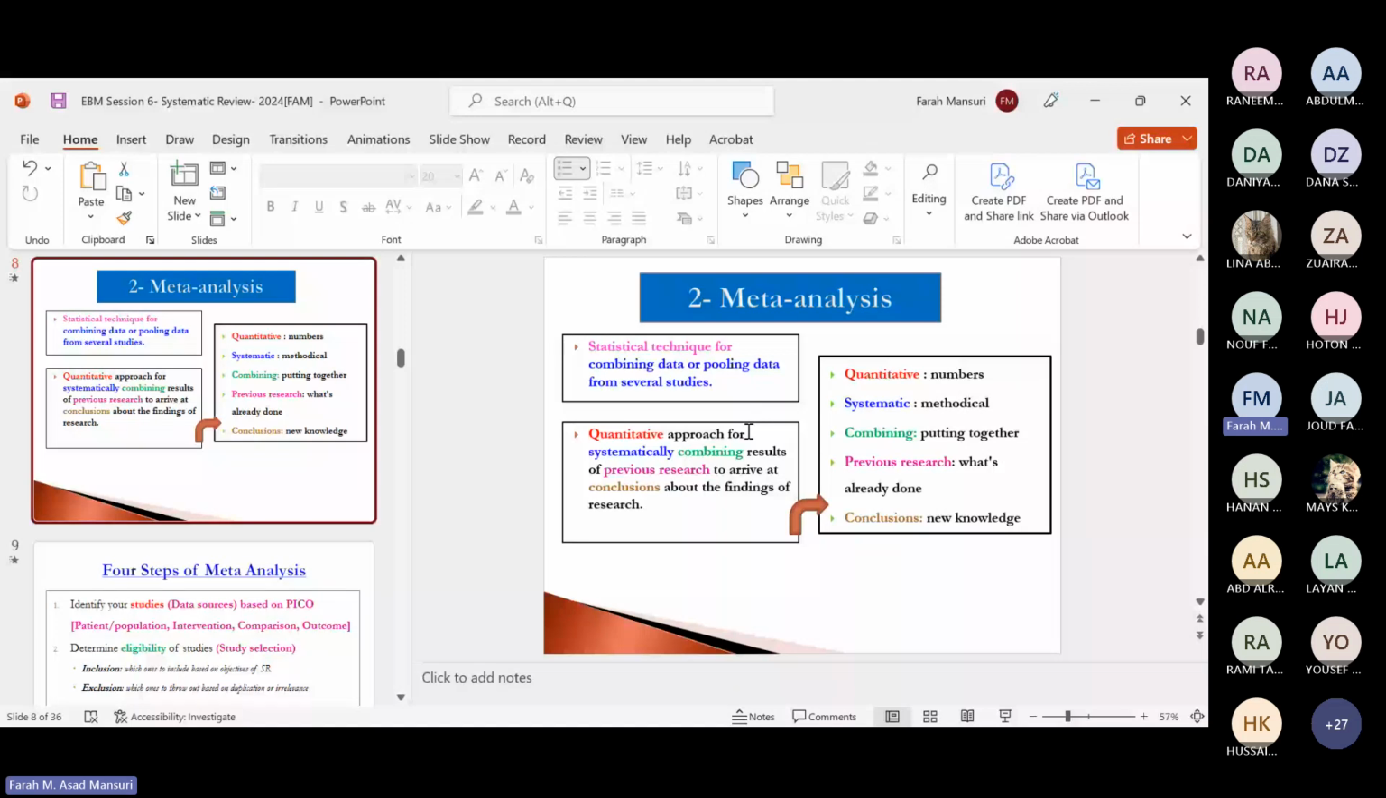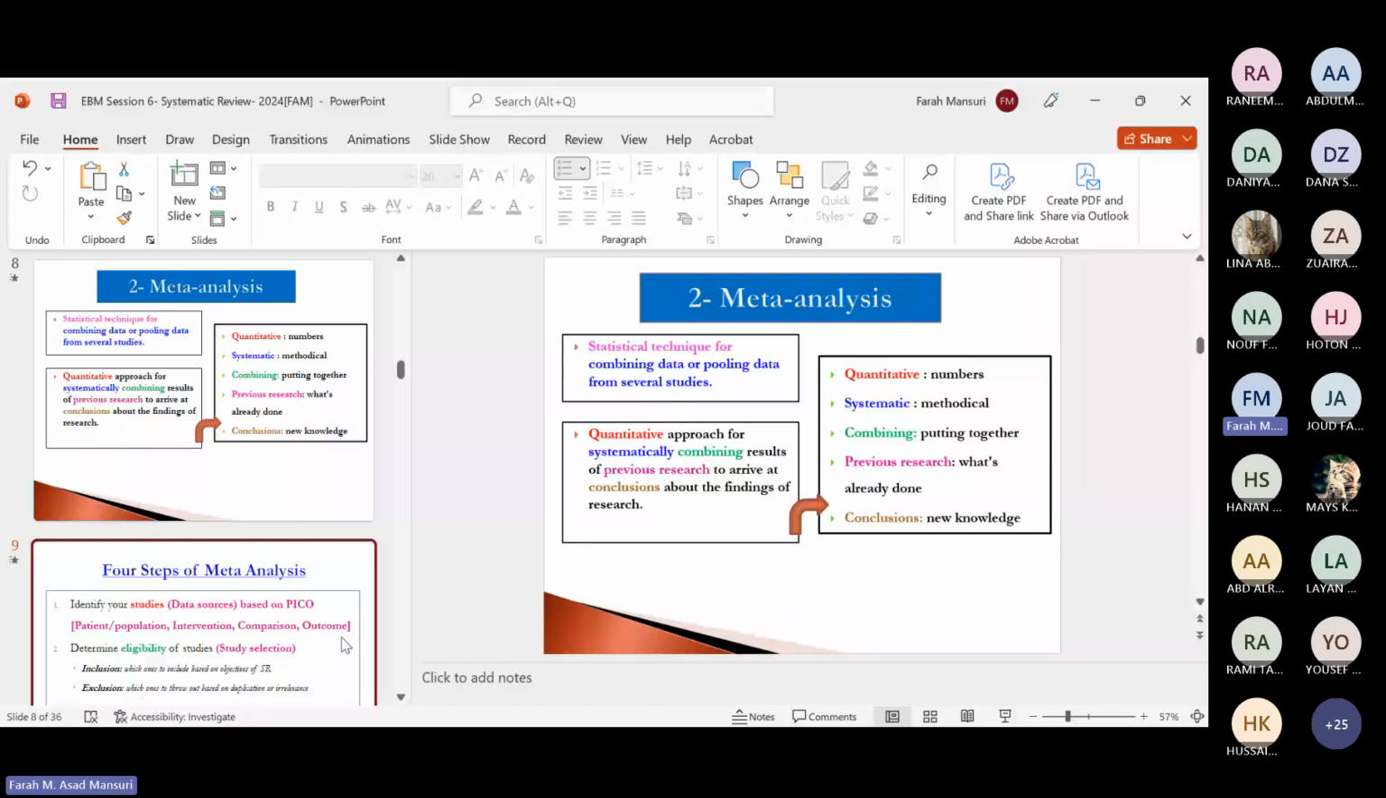So systematic is more for methodological combining, that means putting together whatever was previously done. So this systematic review and meta-analysis is a type of secondary research. It is not a primary or original research. We take the information from already carried out research, and then we conclude some new findings from it.